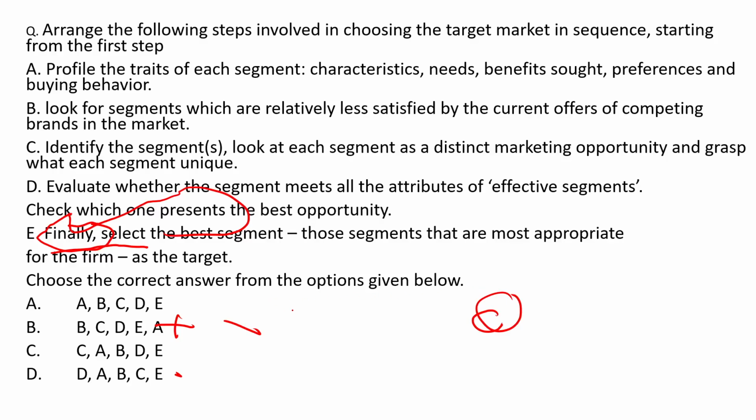Now where else is C there? Let's see. We have deleted B. If you see, in the beginning of option A or option D, C is not there. Only option number C has C in the beginning. So your right answer will be option number C.